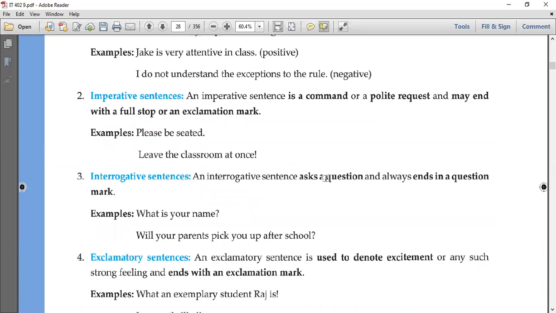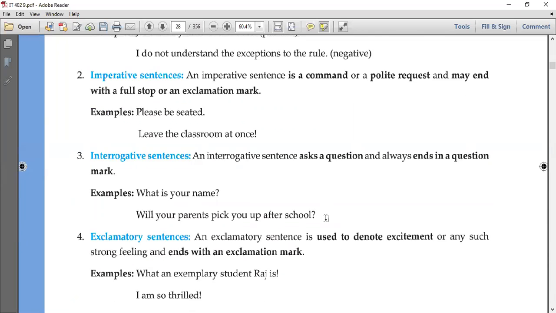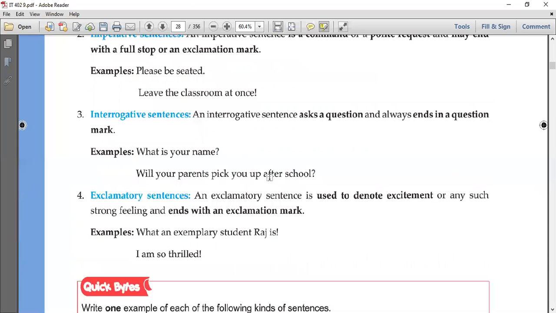Interrogative sentences ask questions and always end with a question mark. What is your name? Will your parents pick you up after school? So these are questions that you're asking somebody.